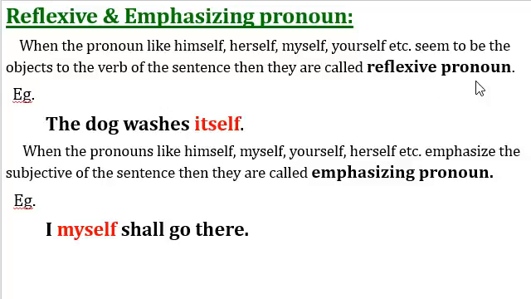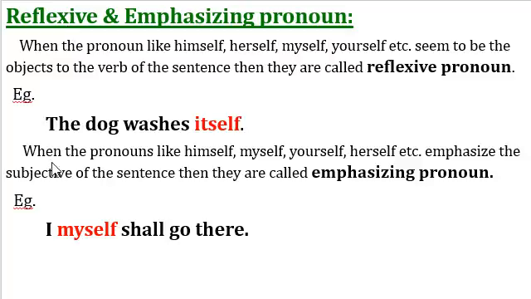Reflexive pronouns are himself, herself, myself and yourself, which you have also seen in sentences. Whenever they are used as an object and also reflect to the particular subject, we say that these are reflexive pronouns. Here is the example: the dog washes itself. Who washes itself? The dog. It means itself reflects back to the dog. That's why we say that itself is considered a reflexive pronoun.